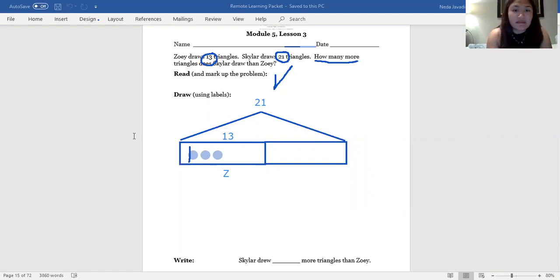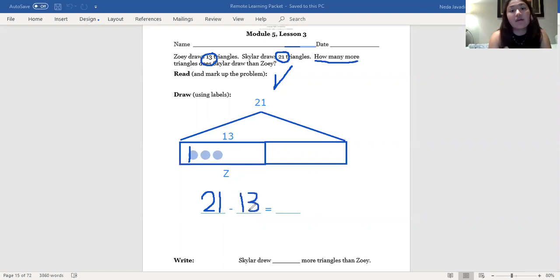So I'm going to set up a subtraction number sentence to help me solve. So I'm going to have something minus something equals blank. Great. Now I know that 21 is my total, and in a subtraction number sentence, the total always comes first. I'm going to write 21. Then I'm going to subtract my part of 13. I'm going to write 13.